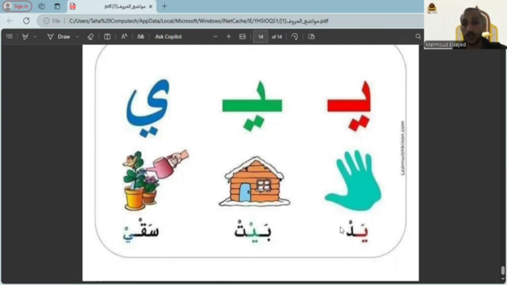As I told you, we have two groups, a group that can be connected only from the right, and another group that can be connected from both sides. That's it for today. Your homework, inshallah, is that you need to write all the Arabic alphabets in all possible positions. That's it.